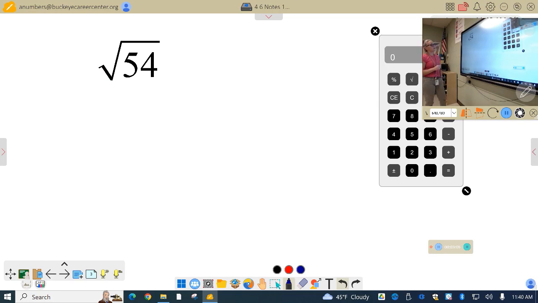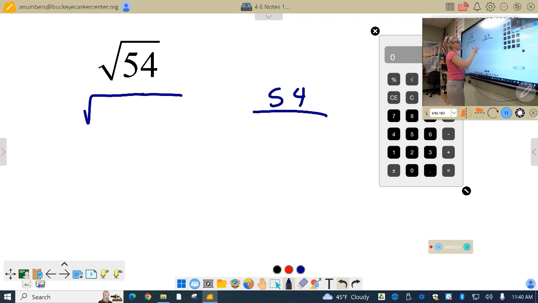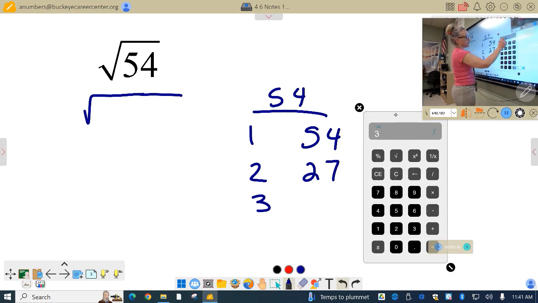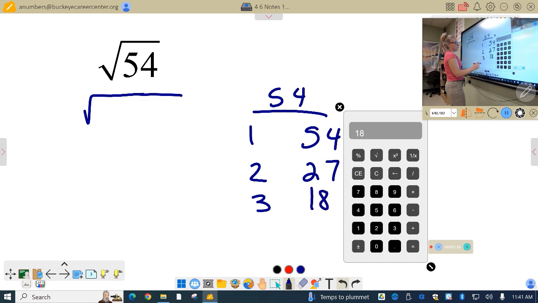So let's simplify the square root of 54. What I want to do is break down 54 until I find a perfect square. Well, I need the factors of the number. If you don't know the factors of 54, you can write them out, or you can go to Factor Finder. So I have 1 and 54, 2 and 27, 3 and 18, 4, 5, 6, 7, 8, 9, and 6. Oh, there it is.